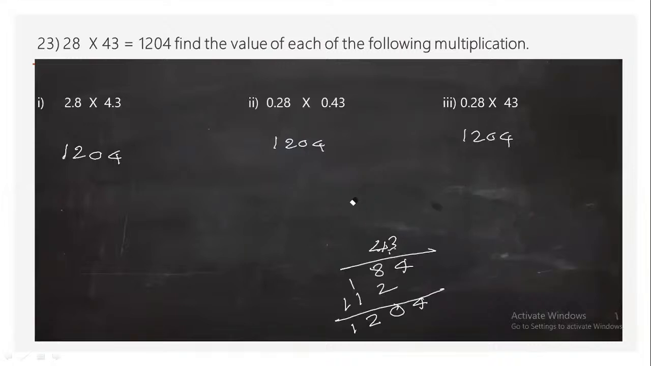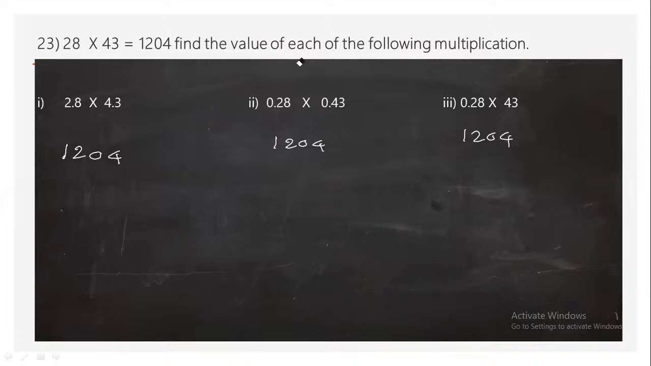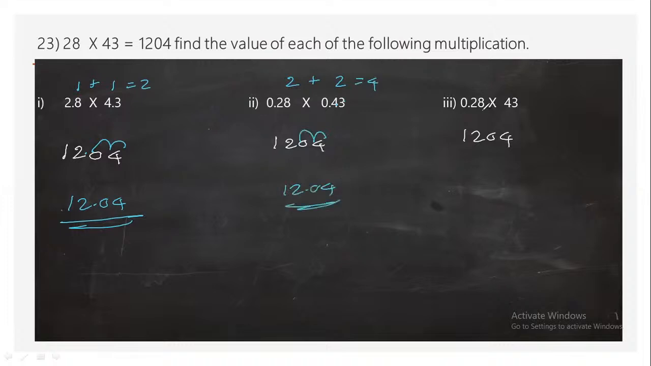At the first one, how many decimal places? Count the decimal places. Here 1 decimal place, and here 1, altogether 2. Separate 2 decimal places, 12.04 is the answer. Here 1, 2 decimal places, here also 2, altogether 4 decimal places. Now check here, 2 decimal places, 12.04. Right, like that you can separate the decimal places. That is the 23rd one. Write down this. Then we'll go to the 24th one.